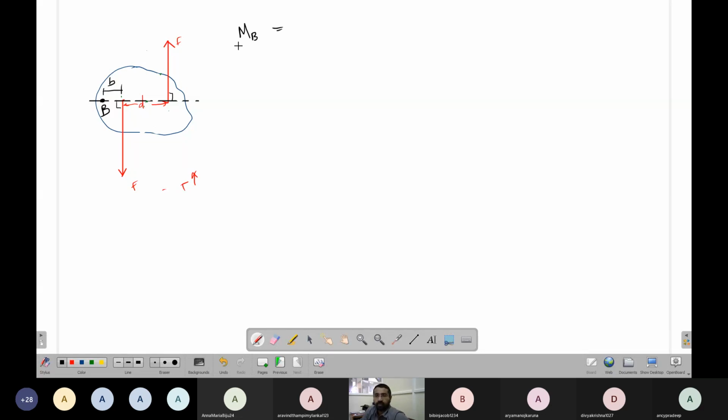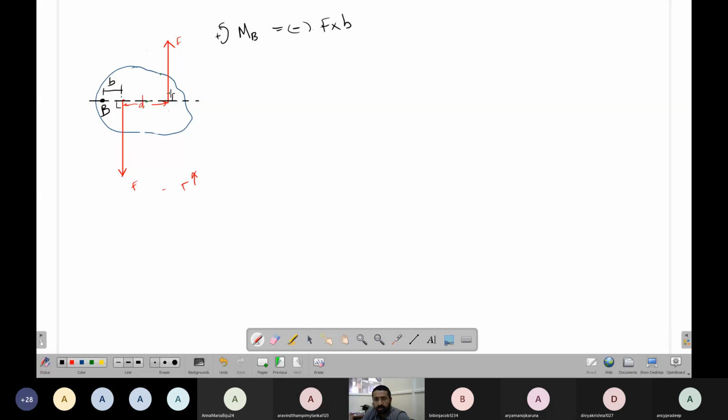What is the moment about B? So how do you find each moment? I will take force times perpendicular distance. Anti-clockwise is my positive. But this force F times b is a clockwise rotation, so F into b is in clockwise direction. So I have to put a minus: minus of F times b.